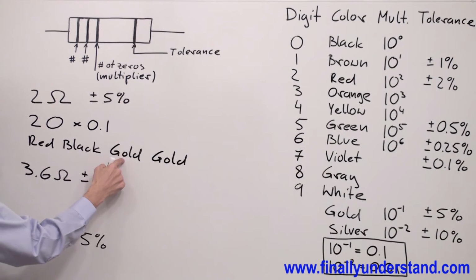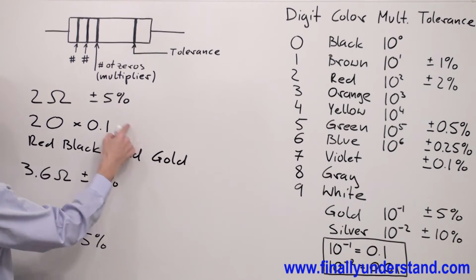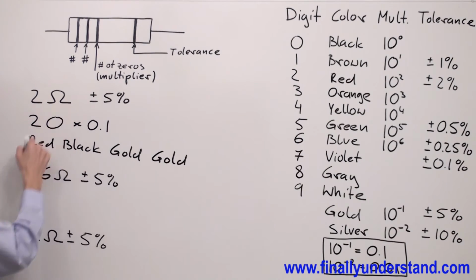This gold is my multiplier, 0.1. This gold is my tolerance, 5%. This is the color code for this resistance.